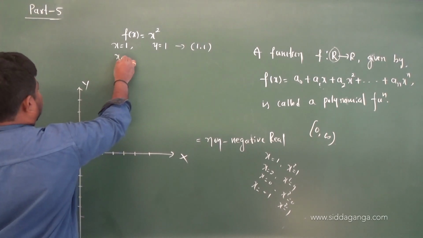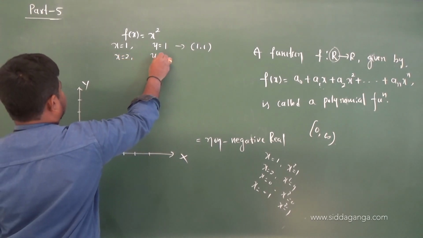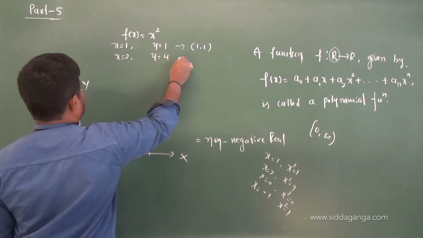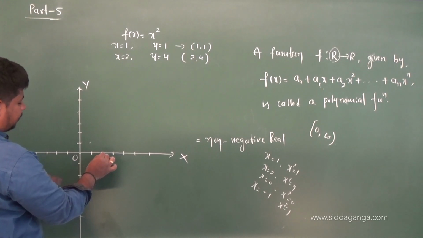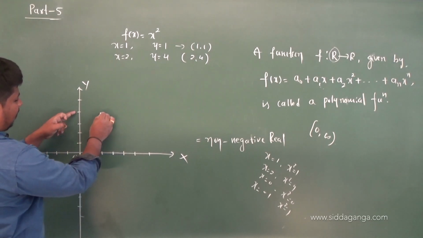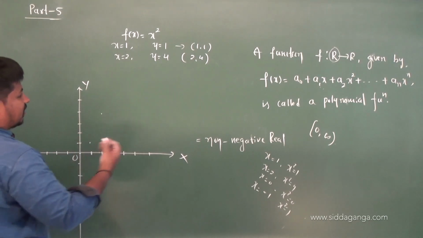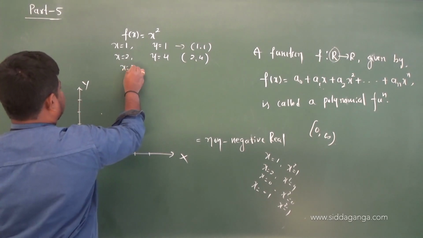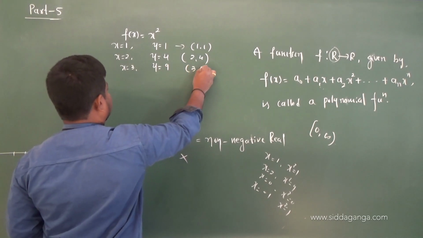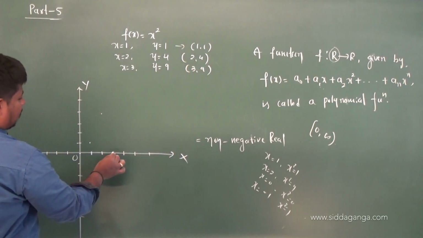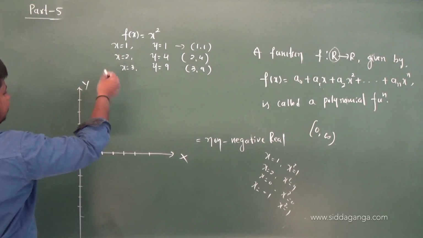When x is 2, y is 2 square. 2 square is 4. So 2, 4. In the same way, when x is 3, y becomes 3 square, 9. So 3, 9 somewhere you get here, assume.